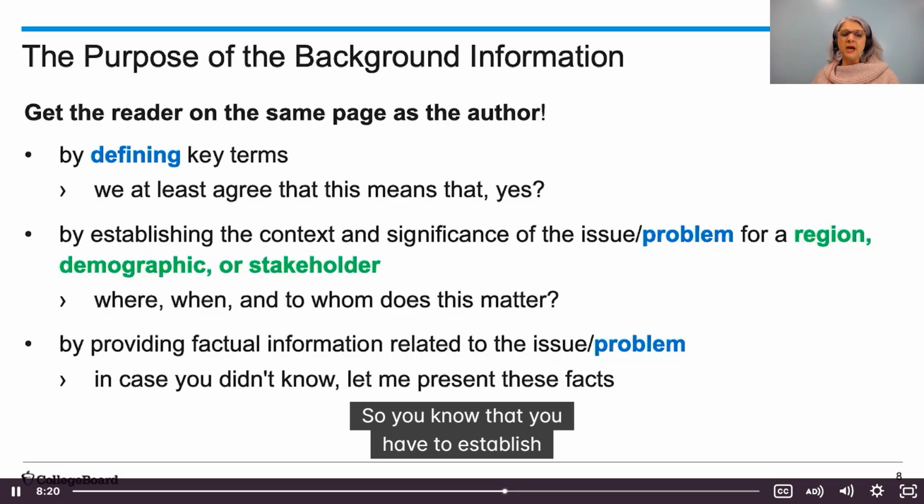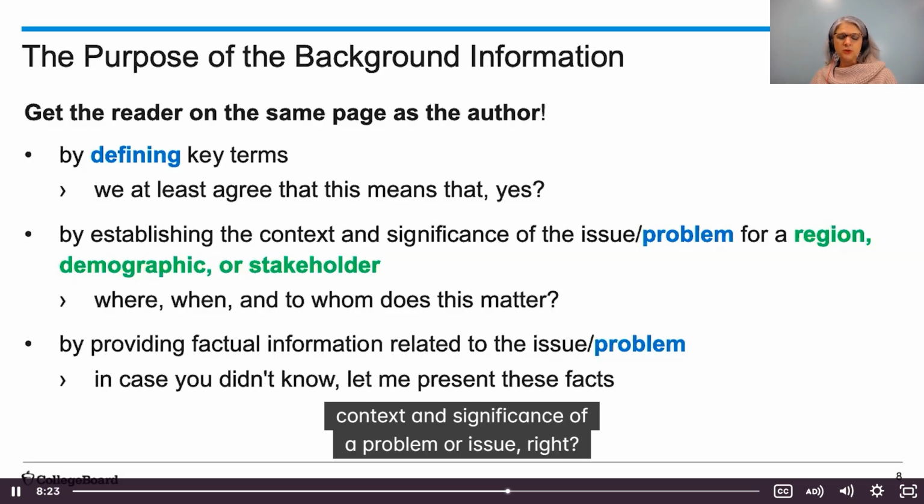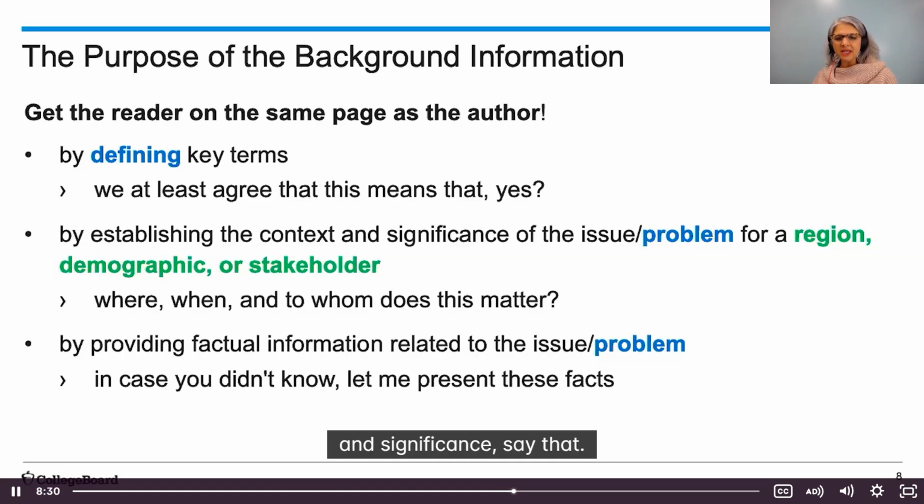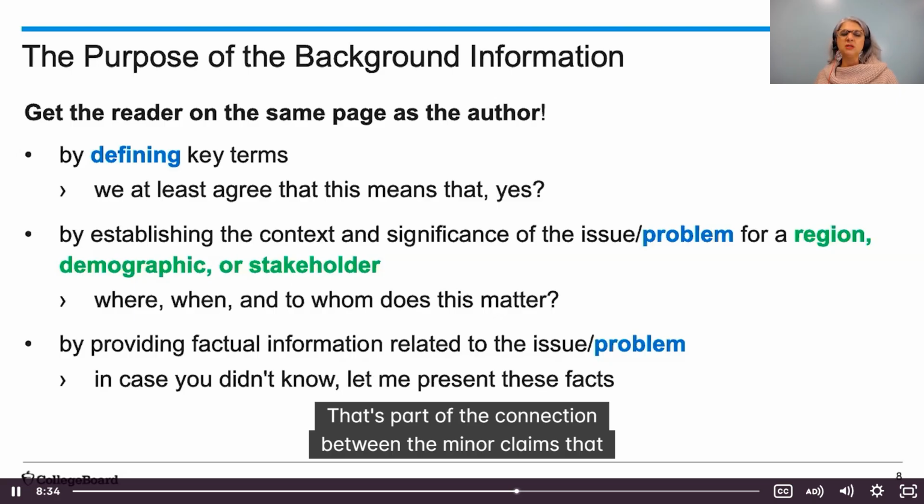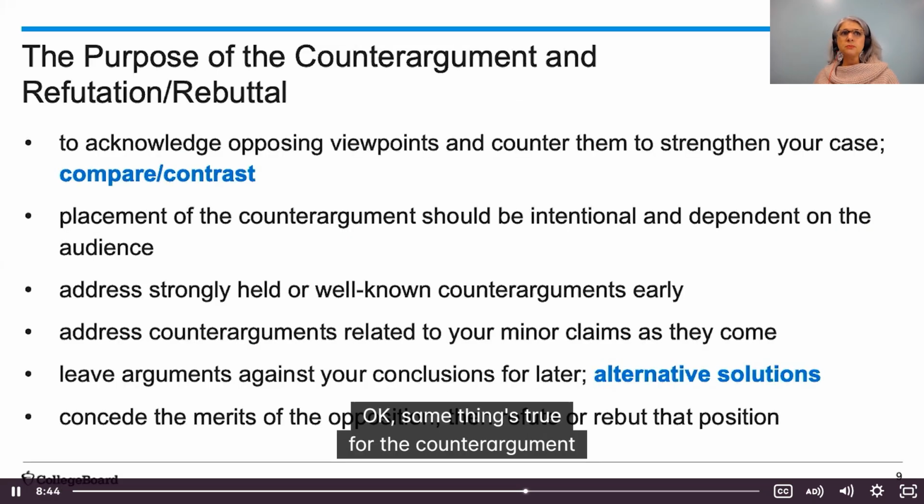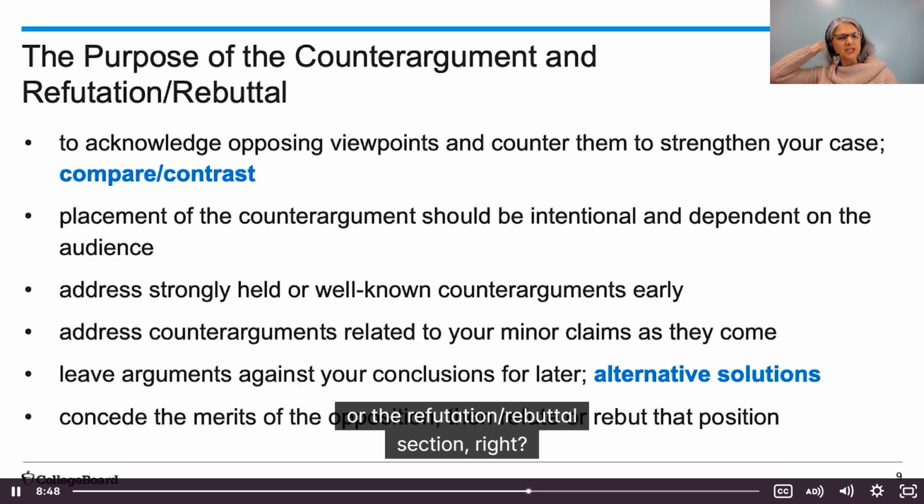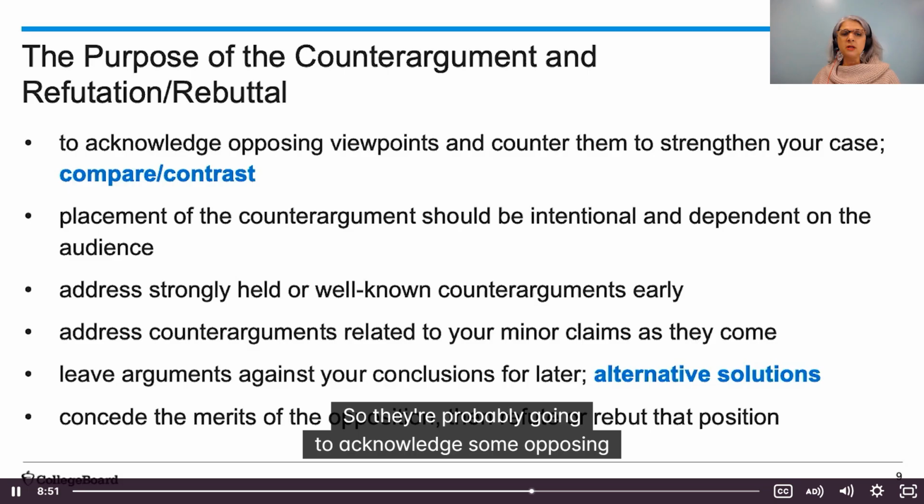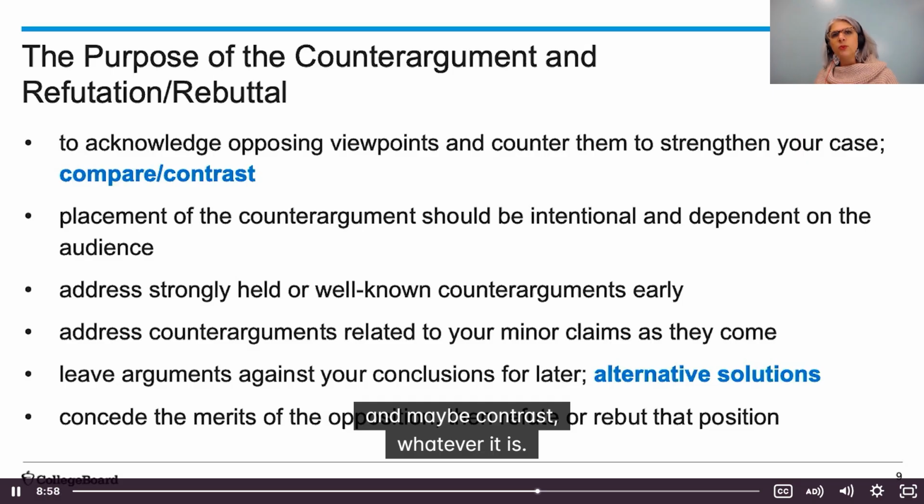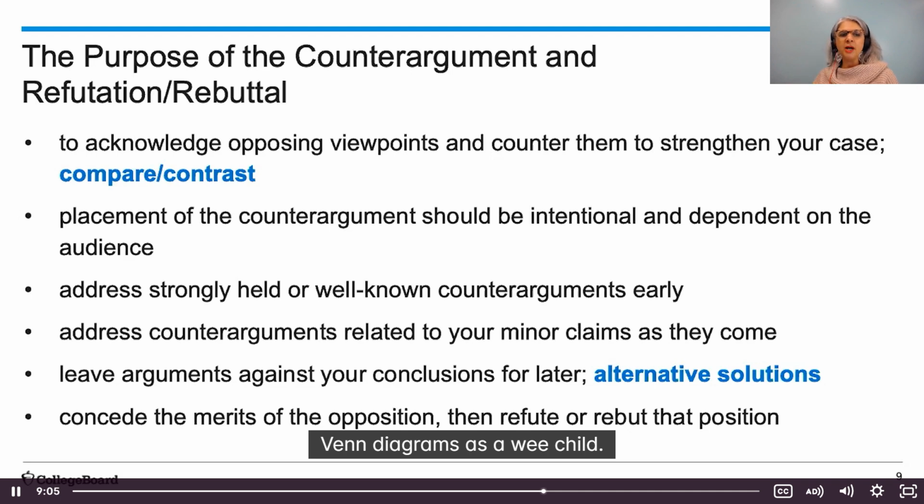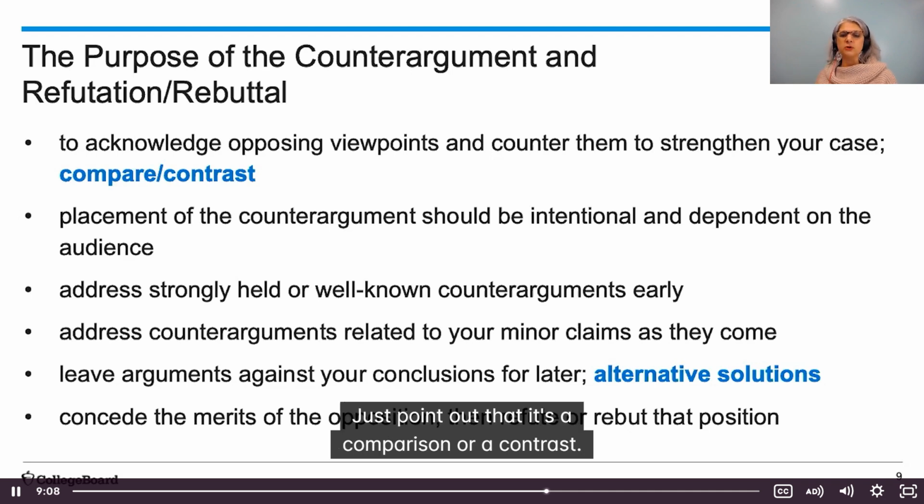So you know that you have to establish context and significance of a problem or issue, right? So when you see that the author is establishing context and significance, say that. That's part of the connection between the minor claims that helps to establish your line of reasoning. Okay, same thing's true for the counter argument or the refutation rebuttal section, right? They're probably going to acknowledge some opposing viewpoints. You can recognize that as maybe comparison and maybe contrast. You've been doing that since you've been doing Venn diagrams as a wee child. Just point out that it's a comparison or a contrast.